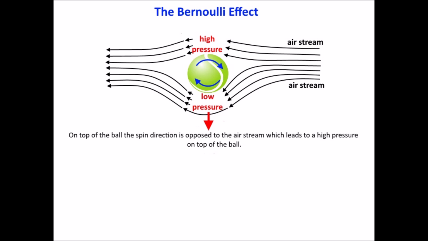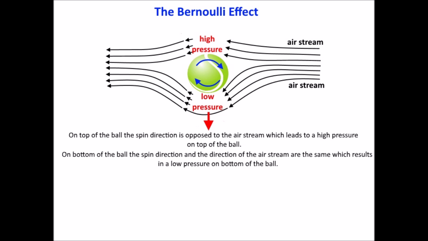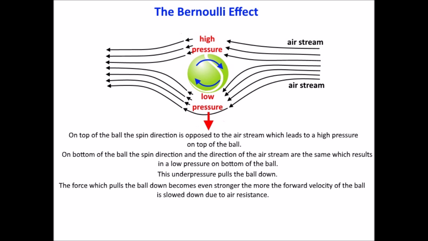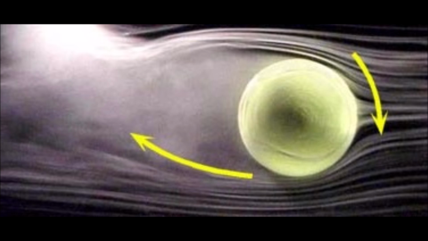Okay, to sum it up. On top of the ball, the spin direction is opposed to the airstream, which leads to a high air pressure on top of the ball. At the bottom of the ball, the spin direction and the direction of the airstream are the same, which results in a low pressure on the bottom of the ball. This under pressure pulls the ball down. The influence of this force will become even stronger the more the forward velocity of the ball is slowed down due to air resistance. And this results in a very steep drop of the ball at the end of its flight.